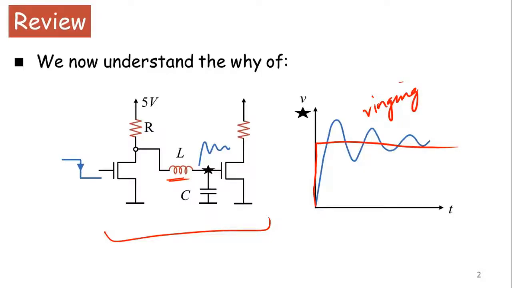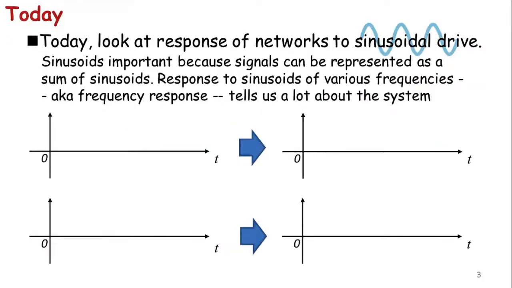And hopefully the discussion we had so far convinced you that the ringing is indeed due to this RLC circuit that is formed by the pull-up resistor, the inductor L, and the capacitance C. Alright, today we shall look at a slightly different way of looking at these networks. We are going to look today at the response of networks to sinusoidal drive. In the past, we talked about network behavior for impulses. We looked at step responses, and we looked at the behavior of networks without any inputs. Today, we are going to look at the response of networks to sinusoidal drives.